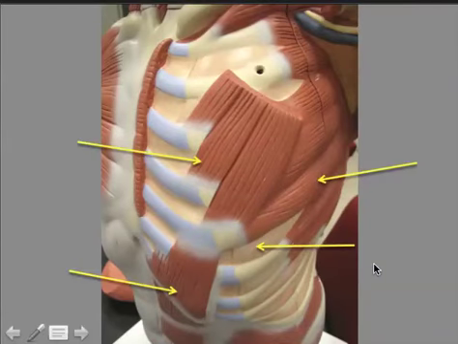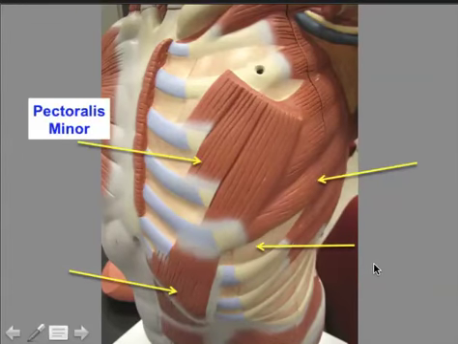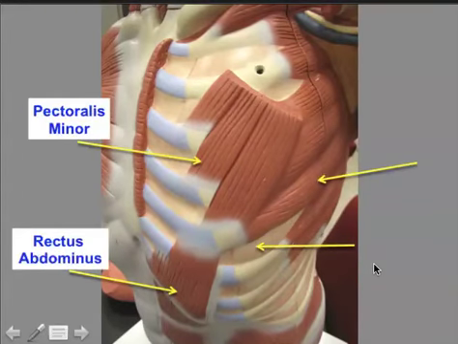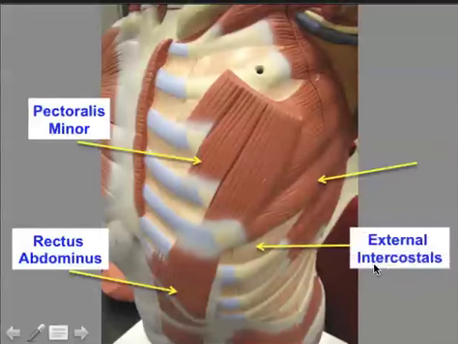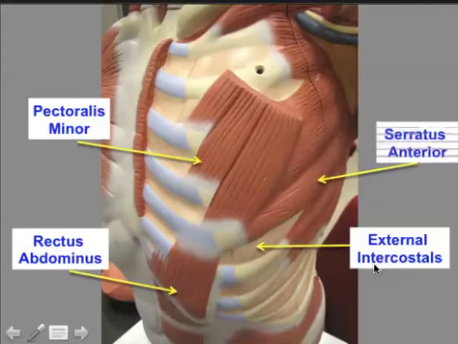This is again the deep side of the torso. You can see here the pectoralis minor, the rectus abdominis, the external intercostals, and the serratus anterior. Okay, deep view.